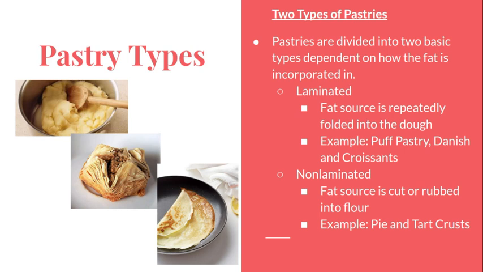Then we have non laminated, and that's where you cut or rub or melt your fat source into the flour. So we have cut in fat with flour before, like when we made biscuits. Another example of that is pie and tart crusts. You do that same technique with.